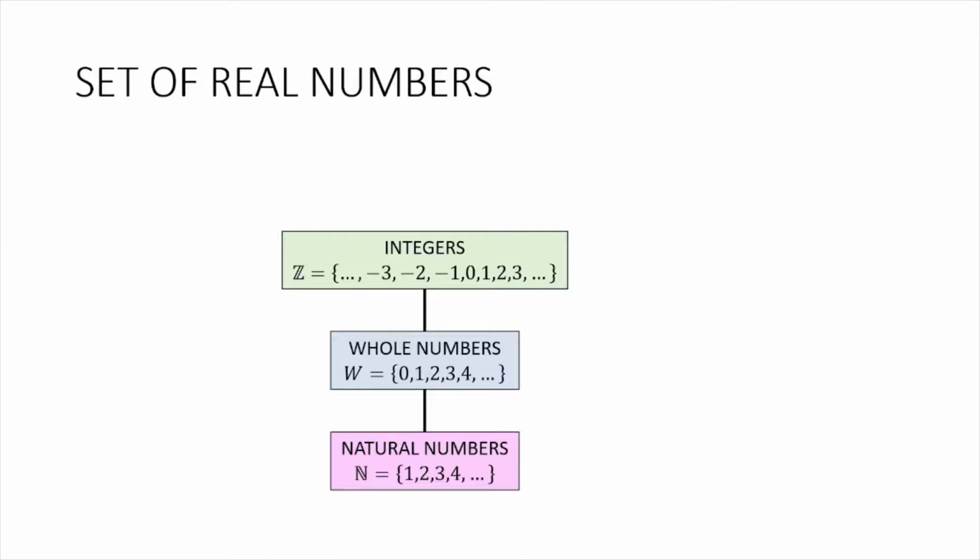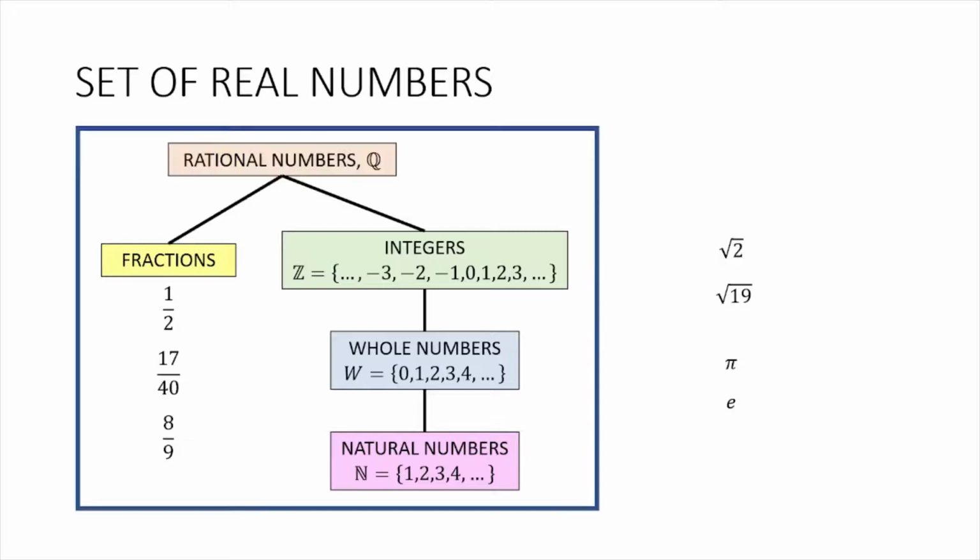Okay. So these are the fractions and some other numbers that cannot be expressed as fractions. For fractions, for example, we have 1/2, 17/40, 8/9, and some other numbers, again, that cannot be expressed as fractions, like square root of 2, square root of 19, and the constants pi and Euler's number e. Now, this group on the left side, these are numbers that can be expressed as fractions, as I've said earlier.